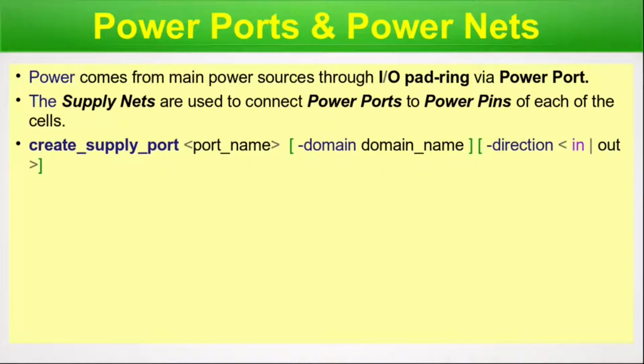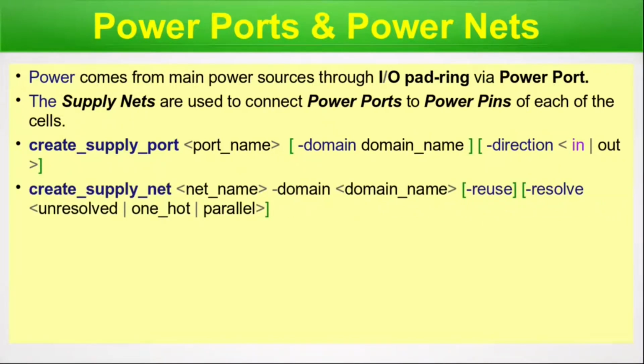The create_supply_port command. This is basically a command, and the following arguments are the port name, -domain, then the domain name, then direction, in or out. So a port can carry power inside or it can come out. So in or out, both directions can be.